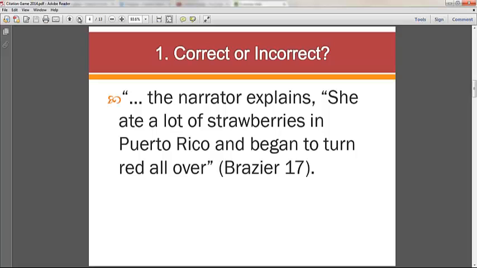Number 1, correct or incorrect. Quotation marks, ellipses, "The narrator explains, comma, she ate a lot of strawberries in Puerto Rico and began to turn red all over." (Brazier 17). Well, you might think that this is correct because it has an introduction, "the narrator explains," it has capital letters with "she," and it has the last name and the page number and the period on the outside. However, it's incorrect because it begins with the ellipses. We can't ever start with the ellipses.